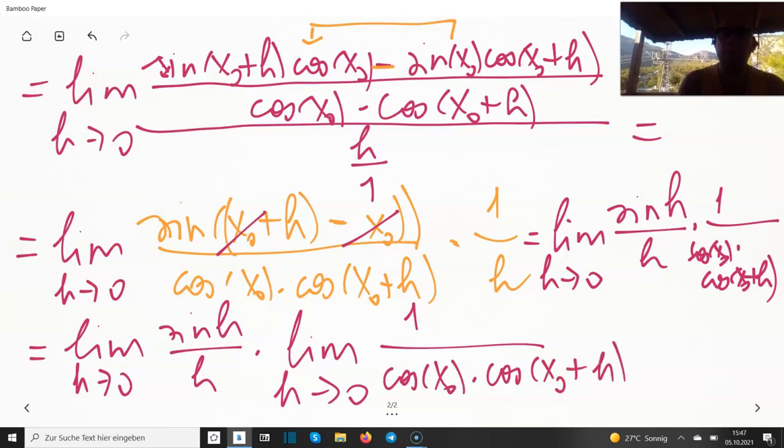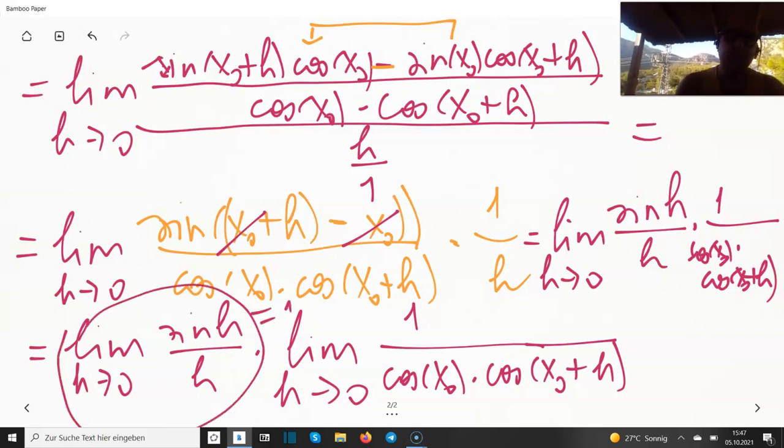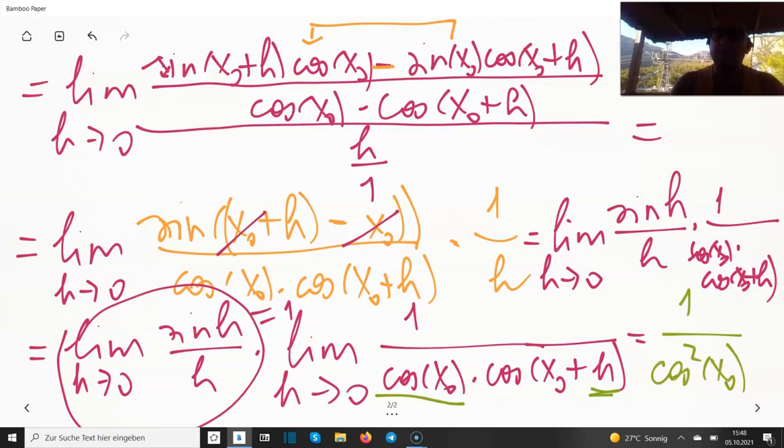And I hope that you remember we can only separate those two factors apart if we know that those two limits do exist, and they do. This one is equal to 1. And what about this one? Well, you see, if h is approaching 0, we're only having cosine of x0, which must exist, otherwise this value wouldn't be allowed. So we have cosine of x0 times itself, which is cosine squared of x0. And that's the proof. This is exactly the same result we previously had with the quotient rule.